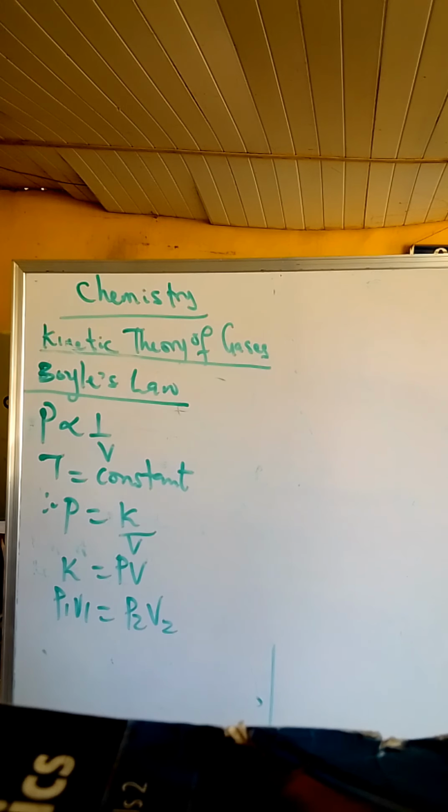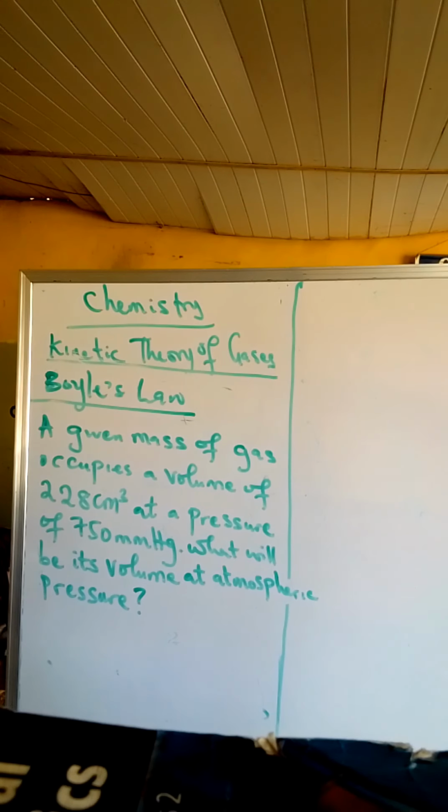Now, we are going to look at some selected questions on Boyle's law as we did for Charles's law. A given mass of a gas occupies a volume of 228 cm cube at a pressure of 750 mmHg. What would be its volume at atmospheric pressure? This is a question on Boyle's law. It is from JAMB 1991 question 6. Now let's look at it together.